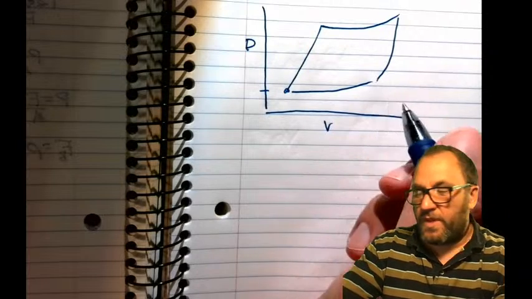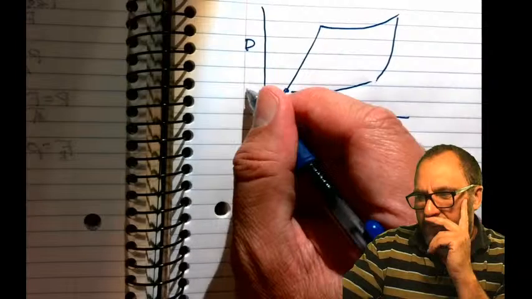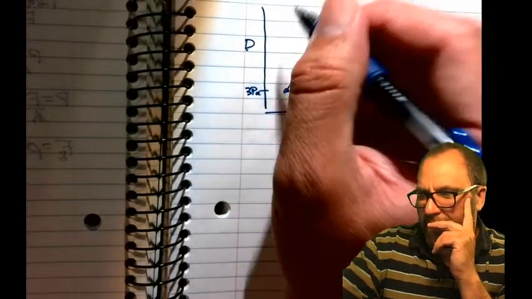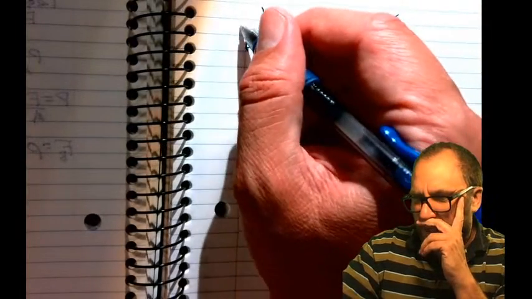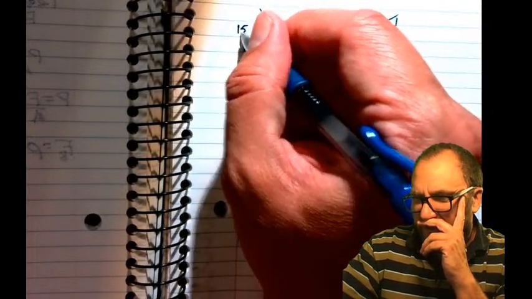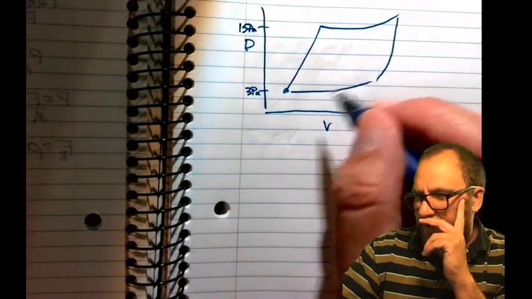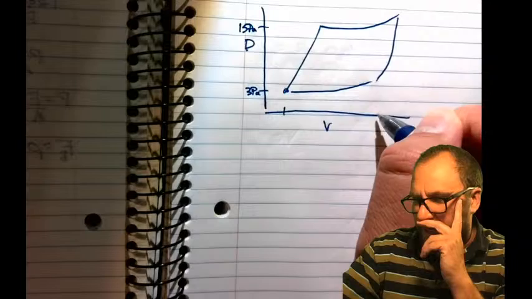Okay, so let's put some numbers in here. Let's say that this is 3, and we're going to be in pascals. And this one is, let's say, 15 pascals. I'm just picking random numbers, and I always get into trouble when I do that.